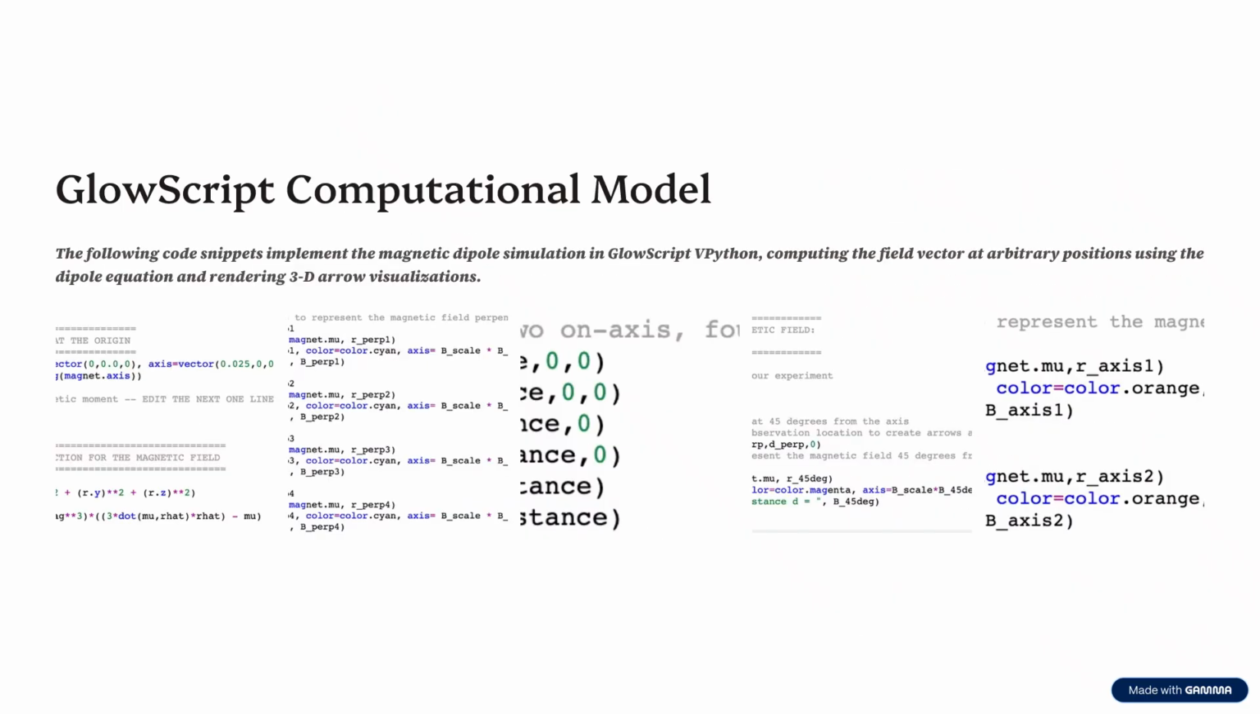Here's my GlowScript computational model. The following code snippets implement a magnetic dipole simulation in GlowScript VPython, computing the field vector at arbitrary positions along the dipole equation.